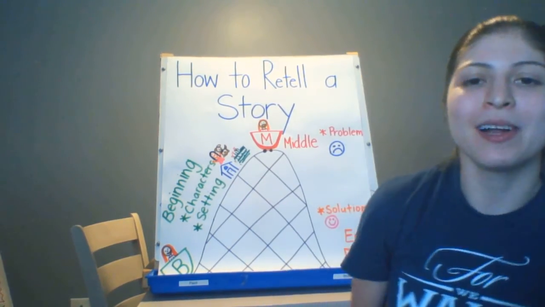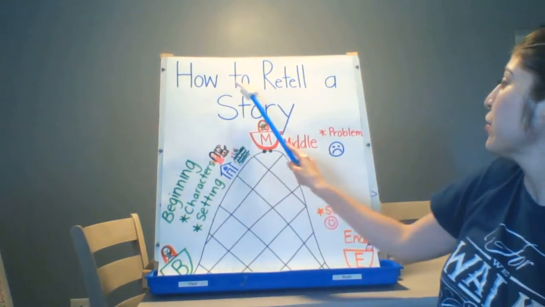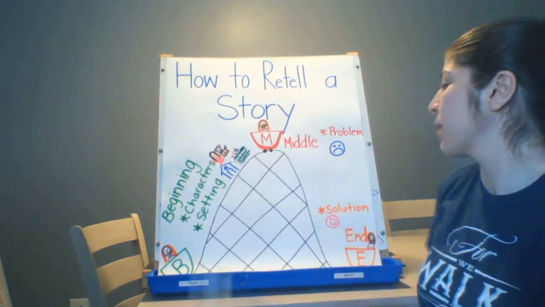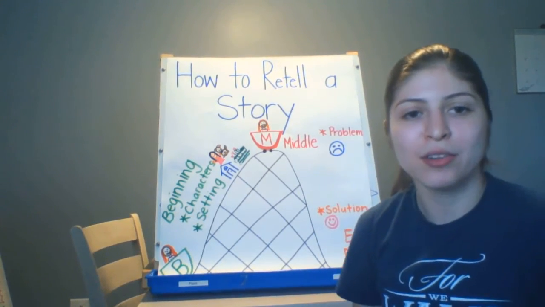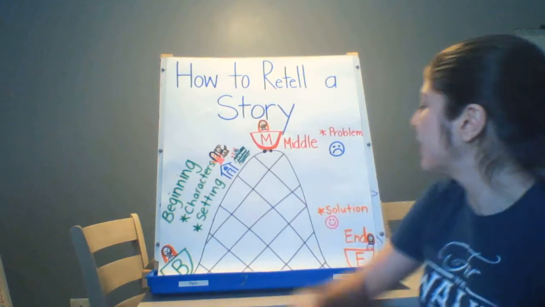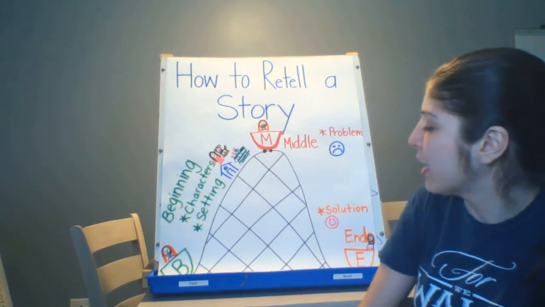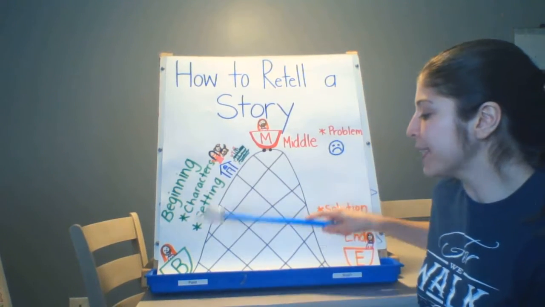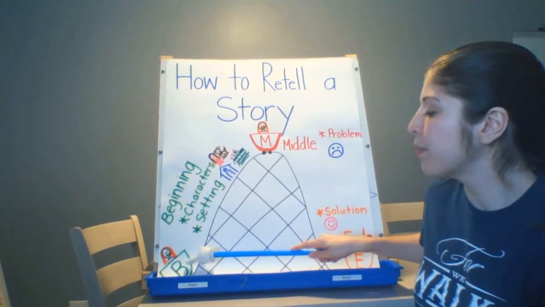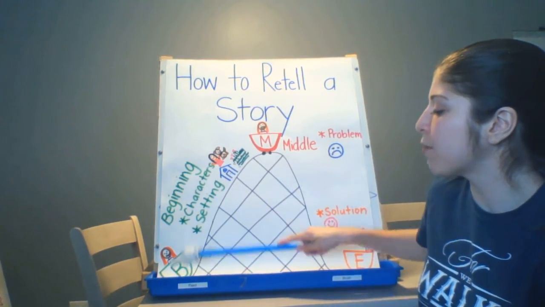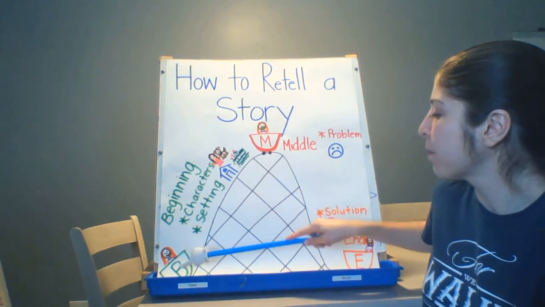Pre-K. Today we are going to be learning about how to retell a story. Okay, so the way that I want you to think about retelling a story is thinking of a roller coaster. So a roller coaster is a ride that you can get on, and when you first get on, that would be called the beginning. Okay, so this is when you first sit down in your seat.